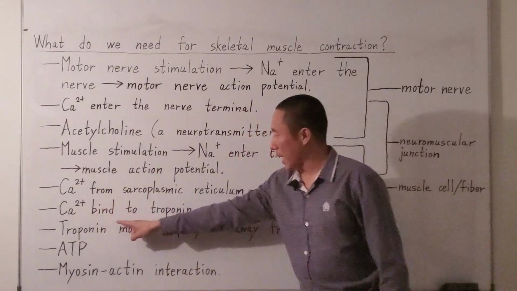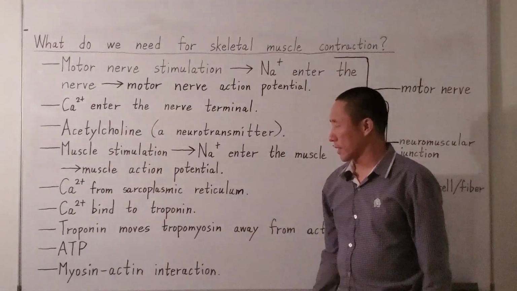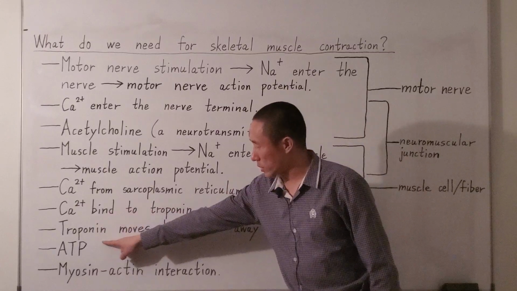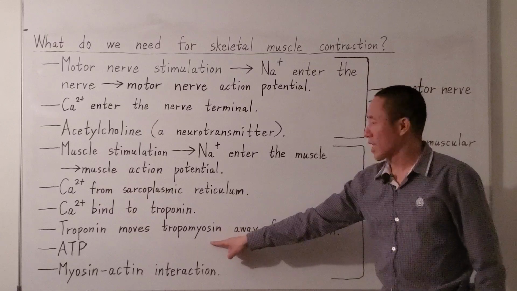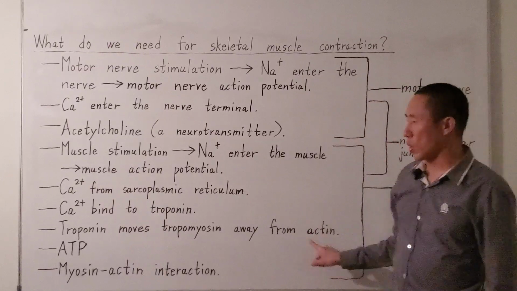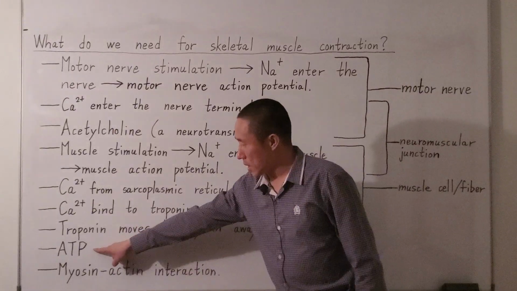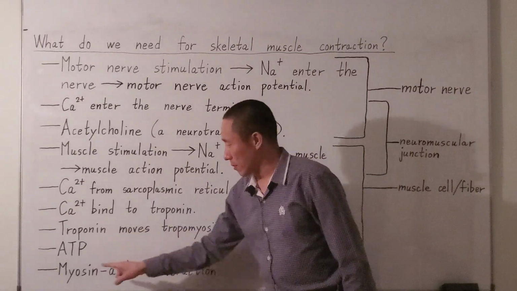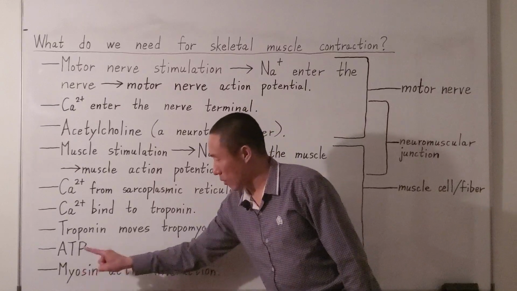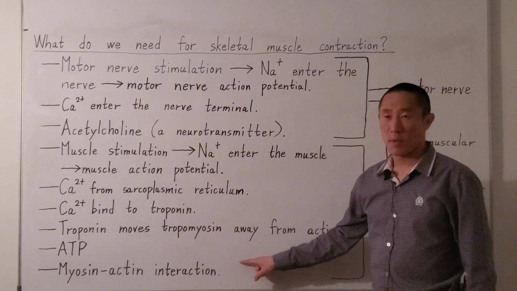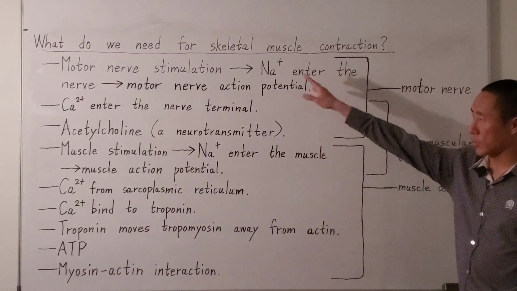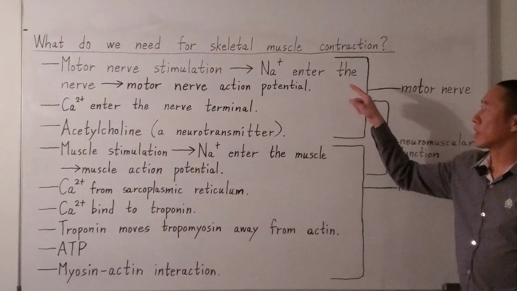and that calcium ion will bind to a protein called troponin. Now, when the calcium ion binds to the protein troponin, it will cause the troponin to move a protein called tropomyosin away from actin. Actin is another protein inside the muscle. Now, after this step, we will have ATP involved. ATP will be used so that it will allow myosin, another muscle protein, to bind to actin. Then we'll have myosin-actin interaction in order for skeletal muscle contraction to occur. That's the step over here. We just listed out all the steps of skeletal muscle contraction.